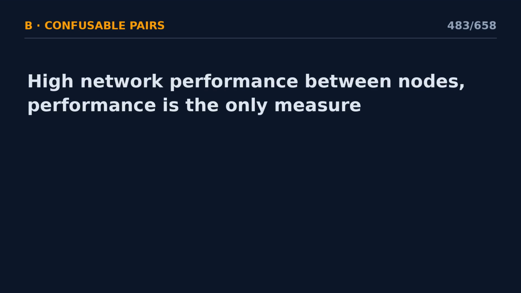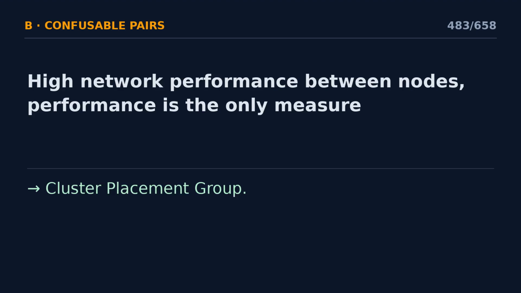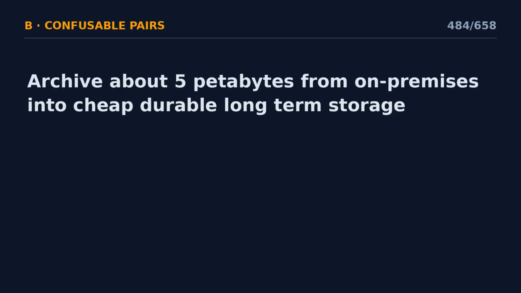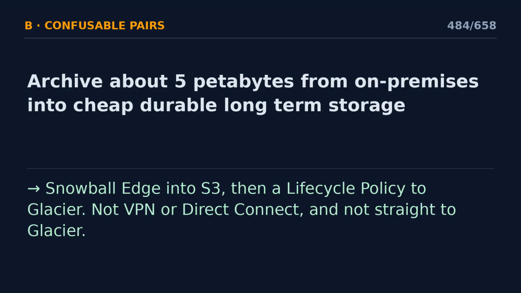High network performance between nodes. Performance is the only measure. Answer: cluster placement group. Archive about 5 petabytes from on-premises in cheap, durable, long-term storage. Answer: Snowball Edge into S3, then a lifecycle policy to Glacier. Not VPN or Direct Connect, and not straight to Glacier.